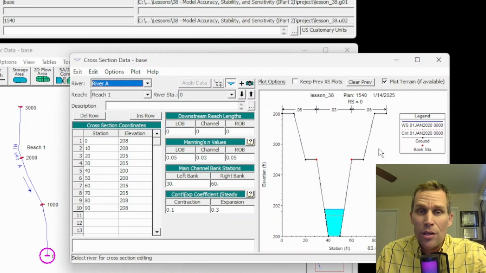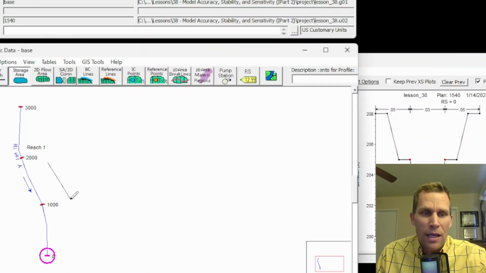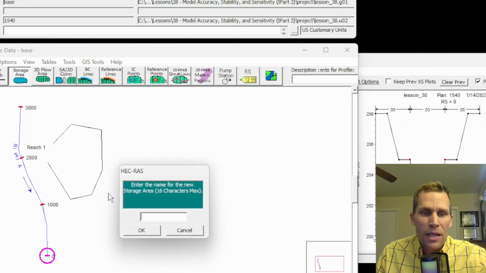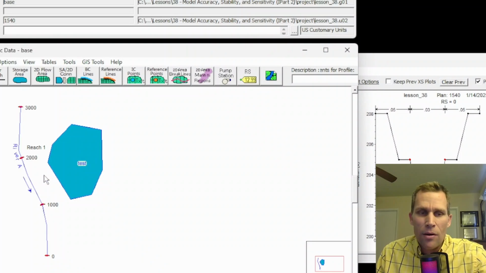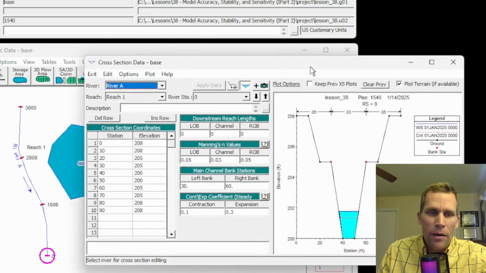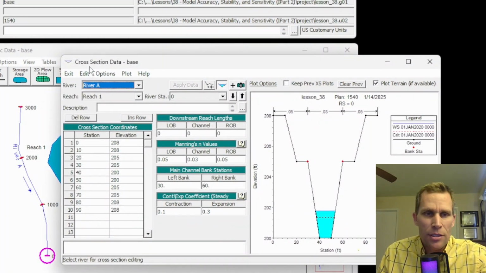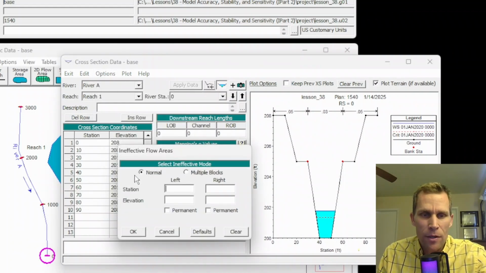but if I had a large ineffective flow area over to the side with lots of storage, there would be a couple solutions to that. One solution would be to model that storage area as a separate element, such as a storage area element. You could just sketch out a large storage area and use that instead of part of your cross section. So this is not part of the cross section, but is part of a storage area. Also, the ineffective flow area that you do use could be set to permanent. You could go to ineffective flow area and check the permanent checkbox.